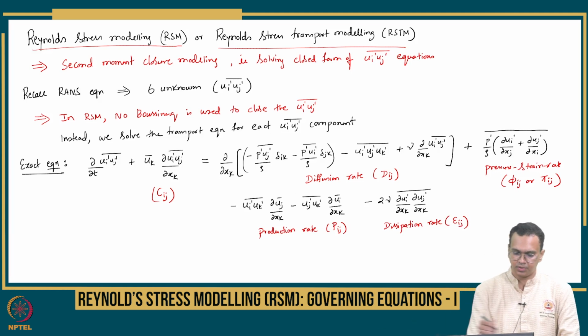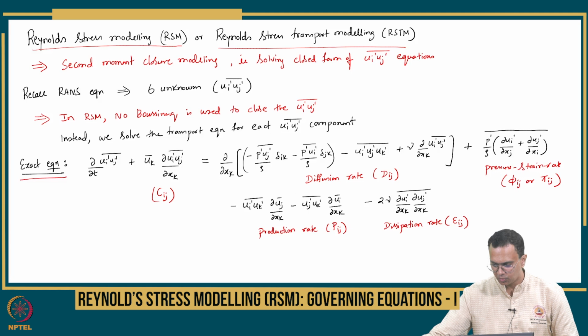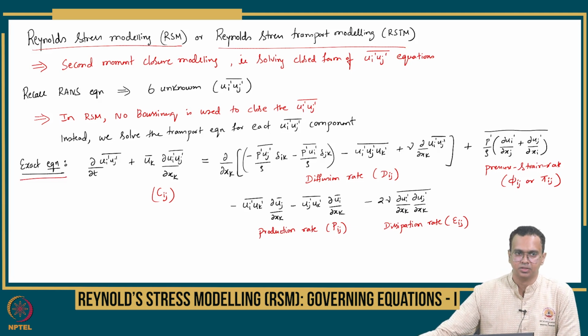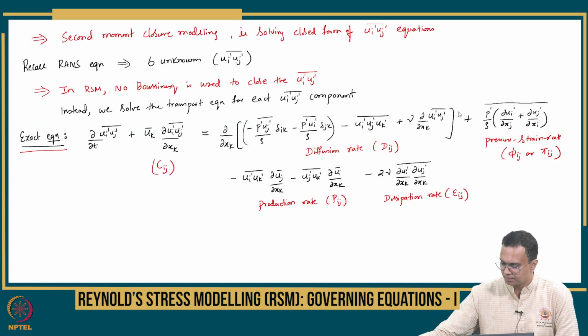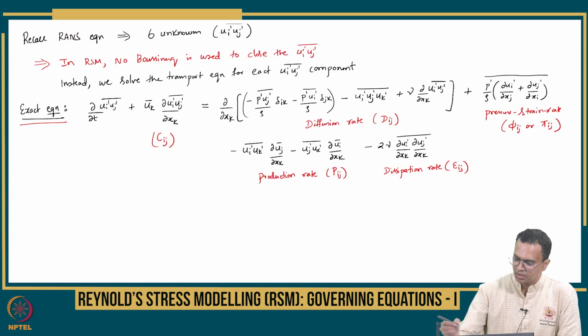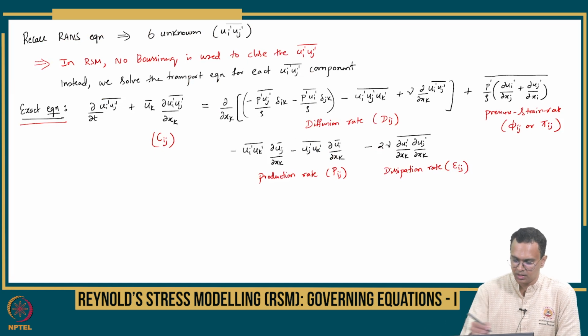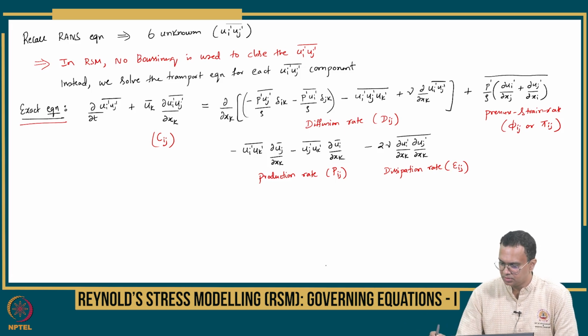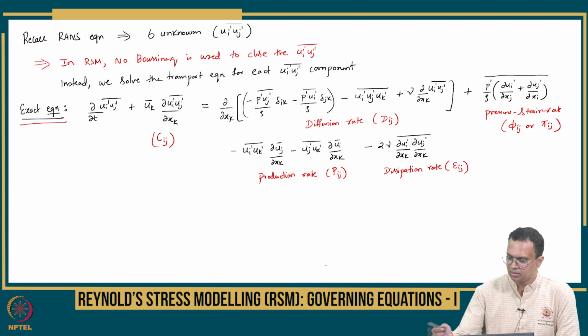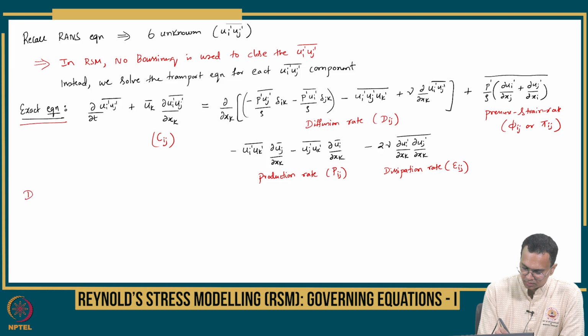So we have the exact equation available. We just need to go ahead and model the equations now. Of course, it has more unknowns than the k equation, but we will see what we can do with that. So the left hand side need not be modeled. Nothing to model on the left hand side. So I have access to the Reynold stresses here, right? So nothing to model on LHS. Only on the right hand side I have the terms that are unknown. We can take up the diffusion rate term first, Dij term. So Dij model.